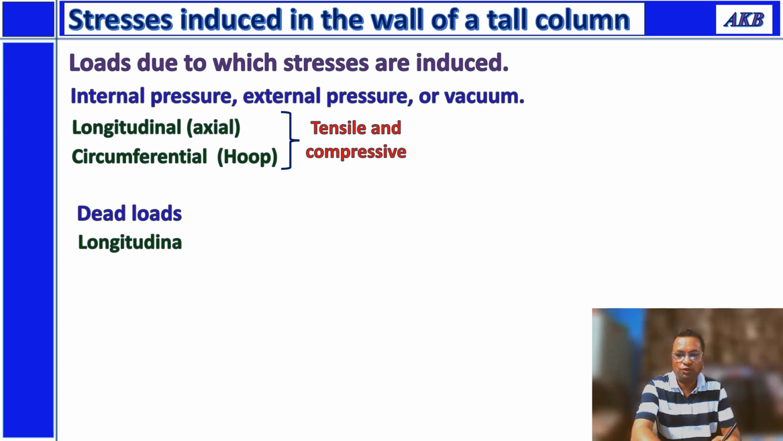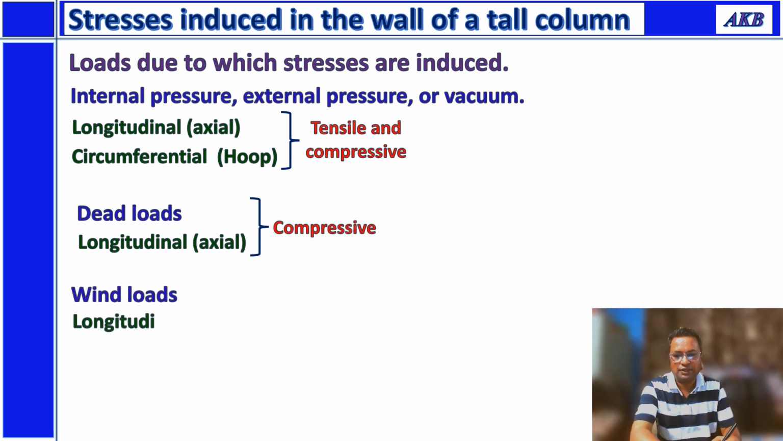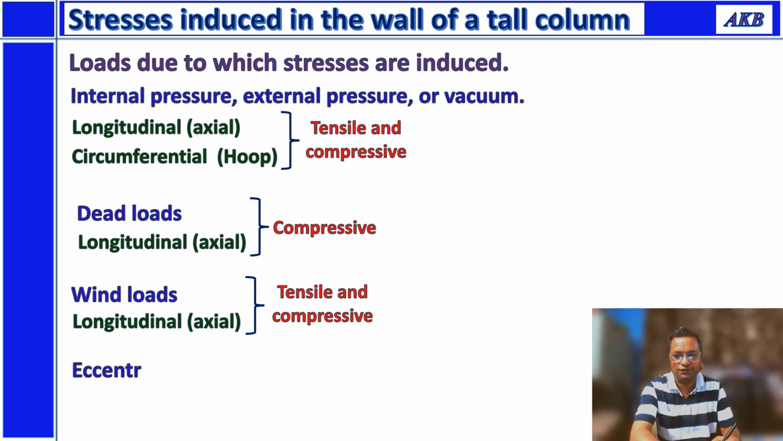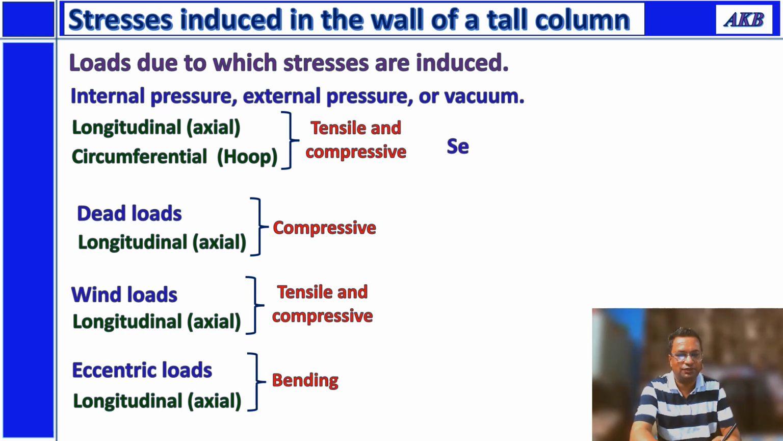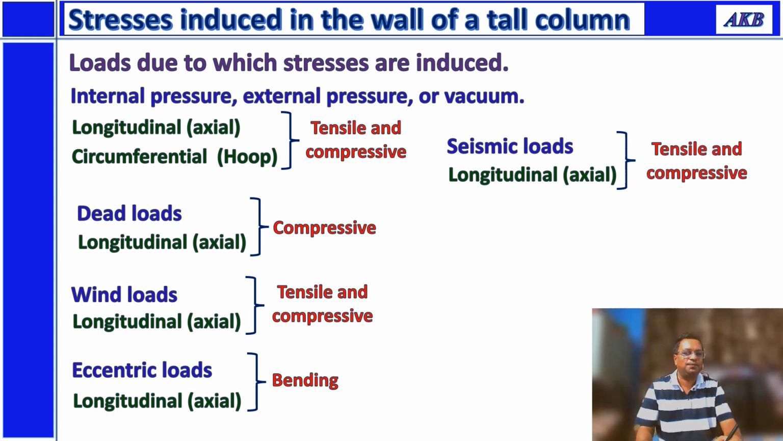Then dead loads, they are going to induce longitudinal or axial stresses in the wall, and the nature of these stresses is compressive. Wind loads, they are going to induce longitudinal stresses again, and the nature of the stresses will be tensile and compressive. Then eccentric loads, they are going to induce longitudinal or axial stresses, and the nature will be bending. This will be bending stresses. Then seismic loads, again they are going to induce longitudinal, that is axial stresses in the wall, and the nature of the stresses will be tensile and compressive.